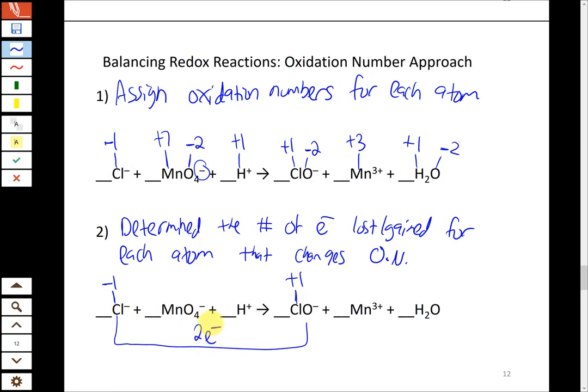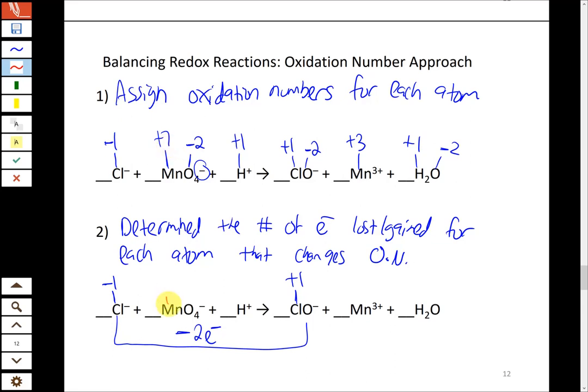Now, technically speaking, we can identify that this is losing 2 electrons. It doesn't really matter so much if we accurately determine whether it's losing or gaining electrons, because what's going to be important later on is just making sure they're the same number. But this one is losing electrons because the oxidation number is getting bigger. It's getting oxidized.